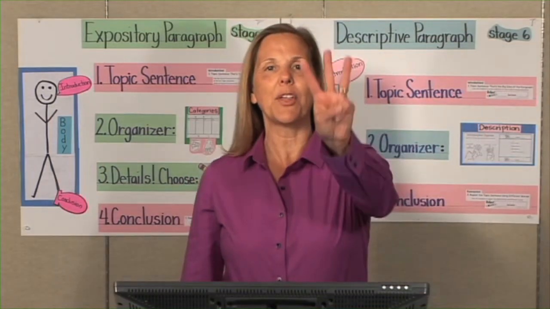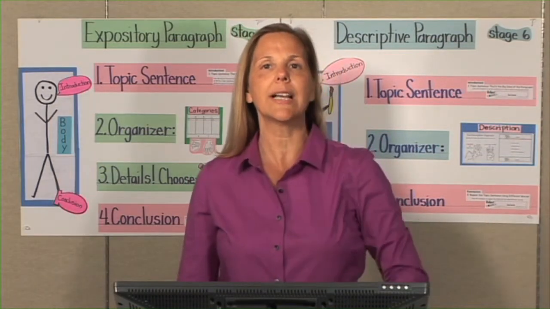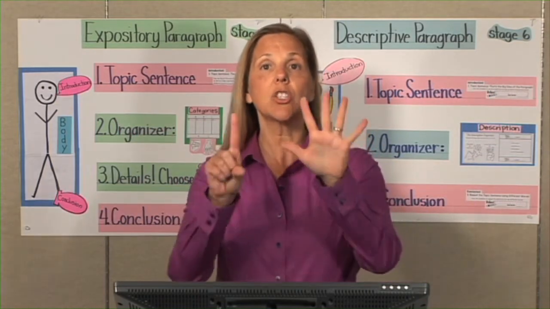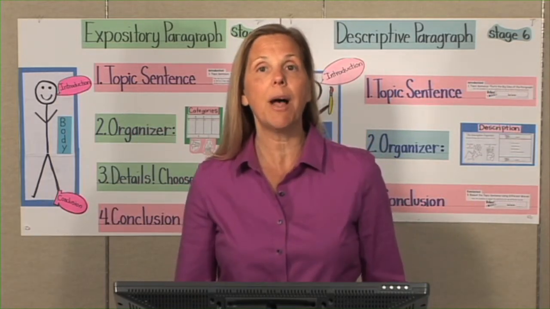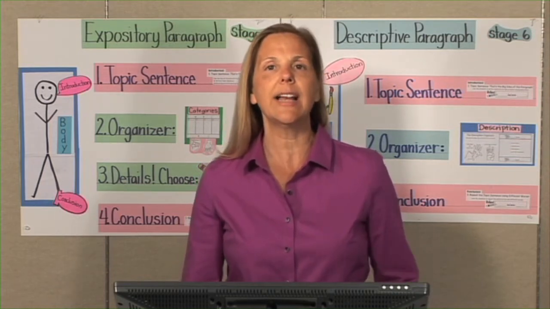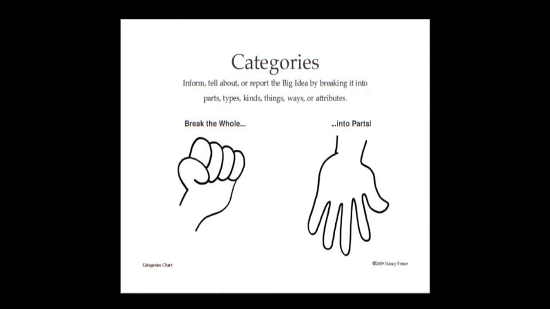Now that we know about the three parts of informational text, let's look at the body. There's six different ways to organize the body. Let's look at the six different organizers using the hand signs.